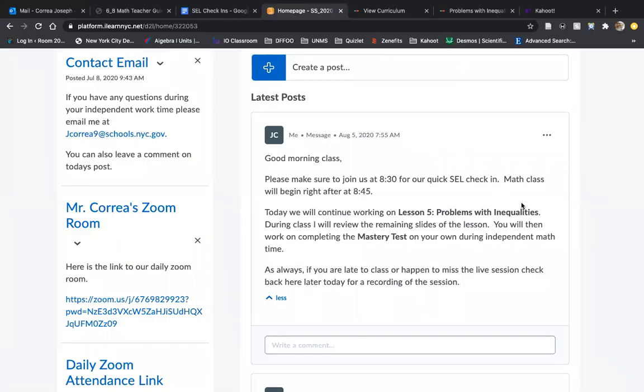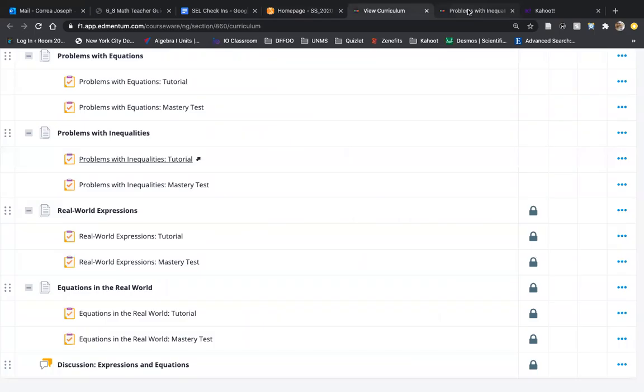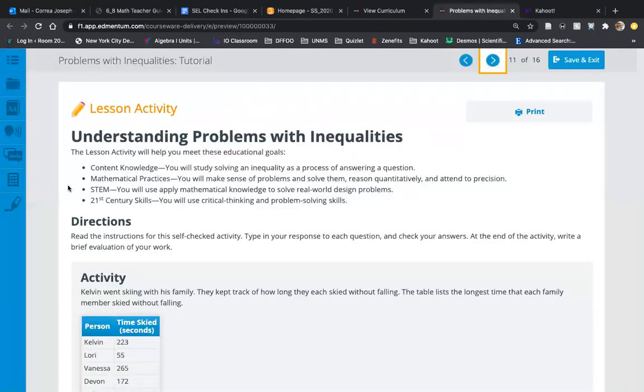Today we're going to continue working on lesson 5, which is problems with inequalities. We started that one yesterday, and you guys worked through it, so today is just going to be me going over those last couple of slides pretty quickly and answering any other questions that you have. Then at the end, like I said earlier, we're going to play a quick game of Cahoots.